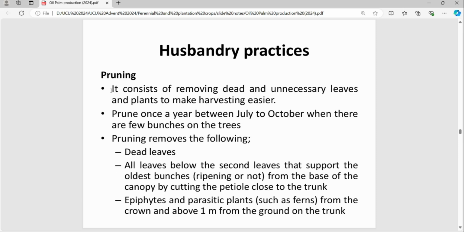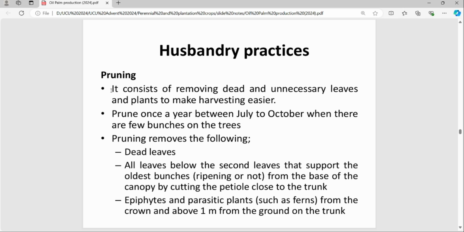Pruning is also a very important husbandry practice, and it is done to remove mainly the dead leaves, the unnecessary leaves, and other volunteer plants like epiphytes that grow onto the palm tree. You're supposed to prune once every year, and it is normally suitable to prune between July and October when the harvesting has reduced, when there are fewer bunches to harvest or fewer bunches on the trees.